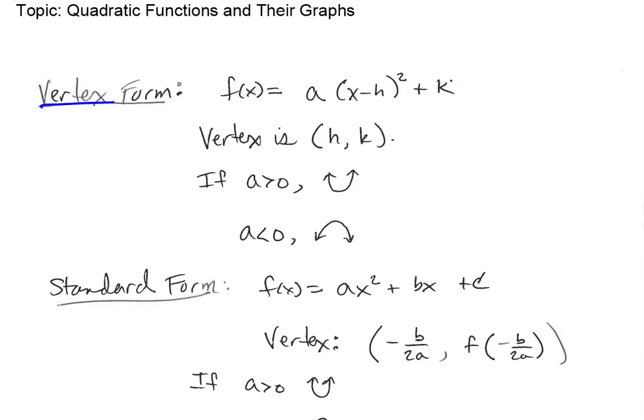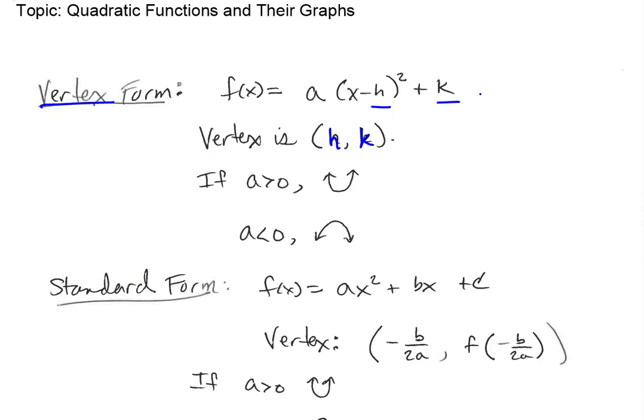Now, the reason this is sometimes called vertex form is that it shows you the vertex of the graph of this function in what's already set up. So the vertex is the point (h, k), where h and k come from this vertex form that we have spelled out here previously.